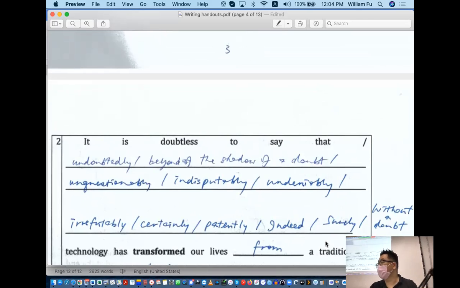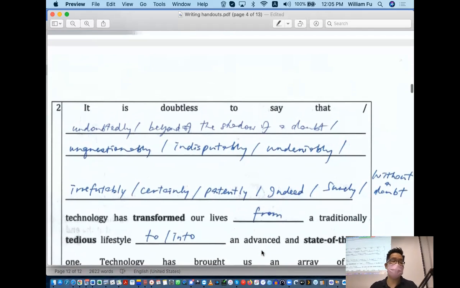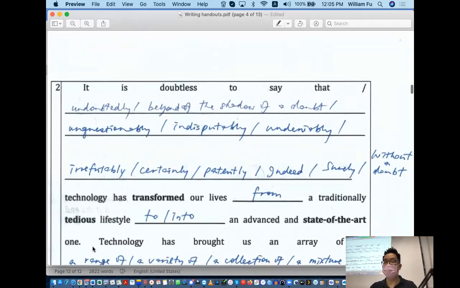All this means what? 毫無疑問嘅。Under this situation, they are basically synonyms. Now, without a doubt, technology has transformed our lives from a traditionally tedious lifestyle into an advanced and state-of-the-art one.